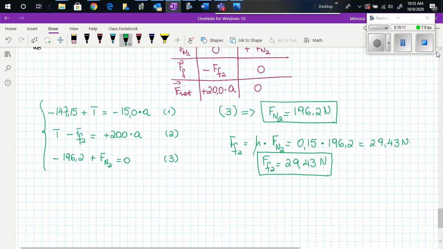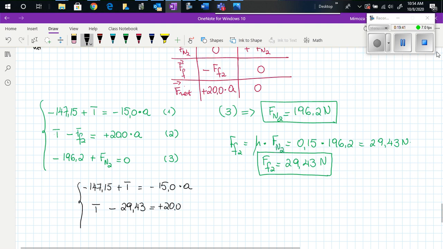Excellent. Now we take this value of the force of friction and we substitute it in equation 2, and then we will have negative 147.15 plus T is equal to negative 15 times acceleration, and T minus 29.43 is equal to positive 20 times acceleration. How can you solve this? You can make an equivalent system, saying T plus 15 times acceleration is equal to 147.15. And for the second one, T minus 20 times acceleration is equal to 29.43.